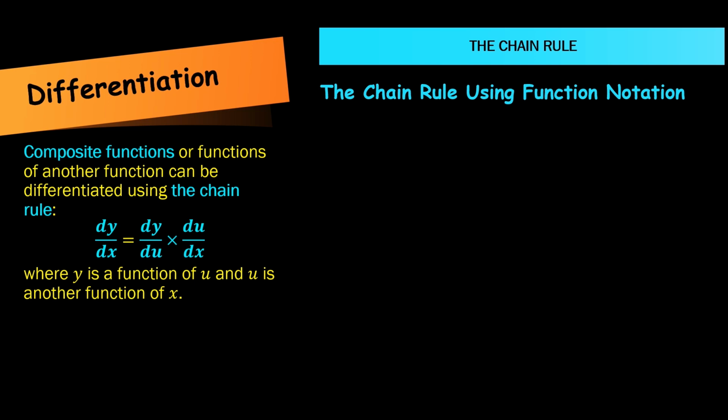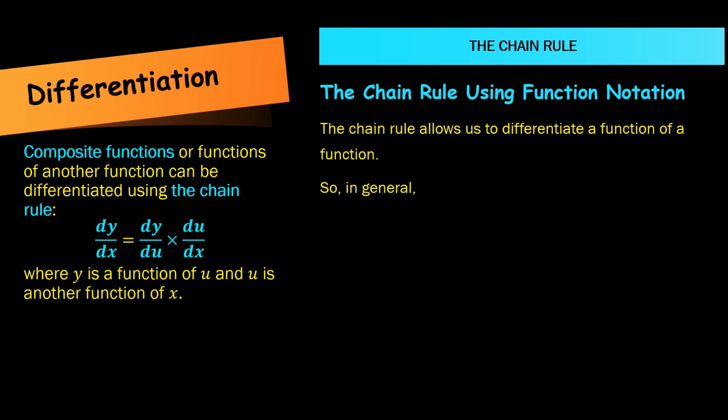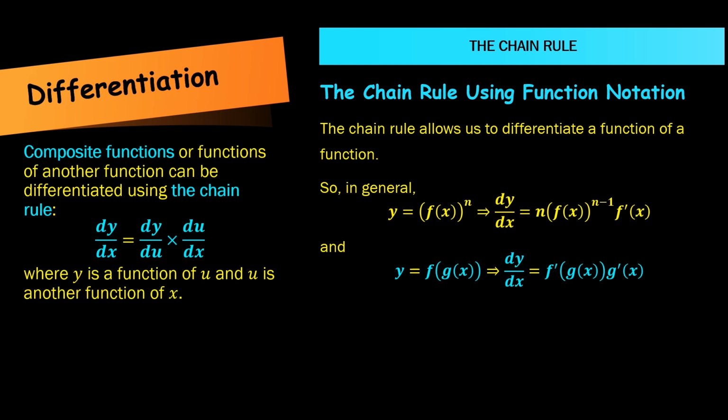We can write the chain rule using function notation. Remember that the chain rule allows us to differentiate a function of a function. So in general, y equals (f of x) all raised to the power n implies dy/dx equals n times (f of x) to the power n minus 1 times f dash of x, and y equals f of g of x implies dy/dx equals f dash of g of x times g dash of x.